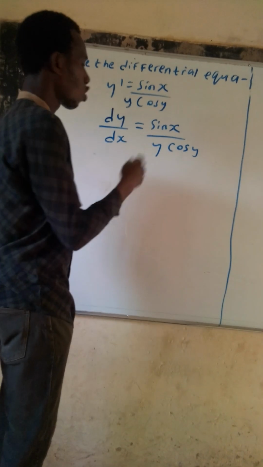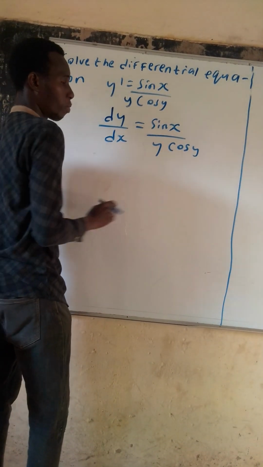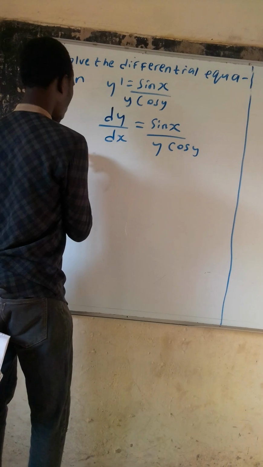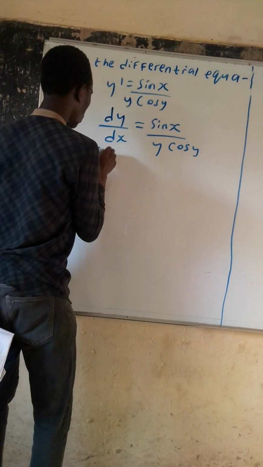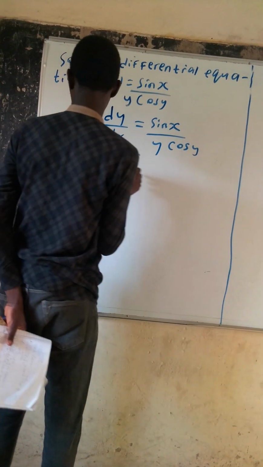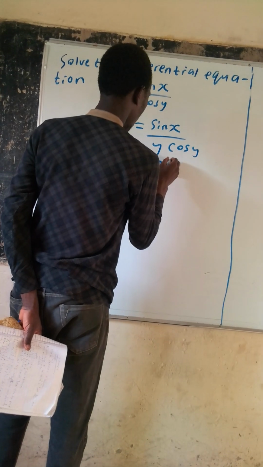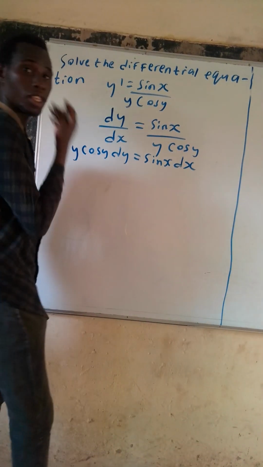So the next thing is cross multiplication. When we cross multiply, what are we going to have? We are going to have y cos y dy equals sine x dx. Have you seen that now?